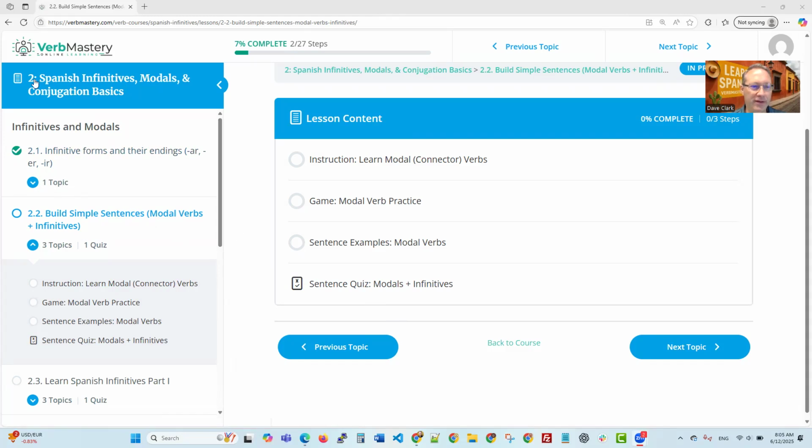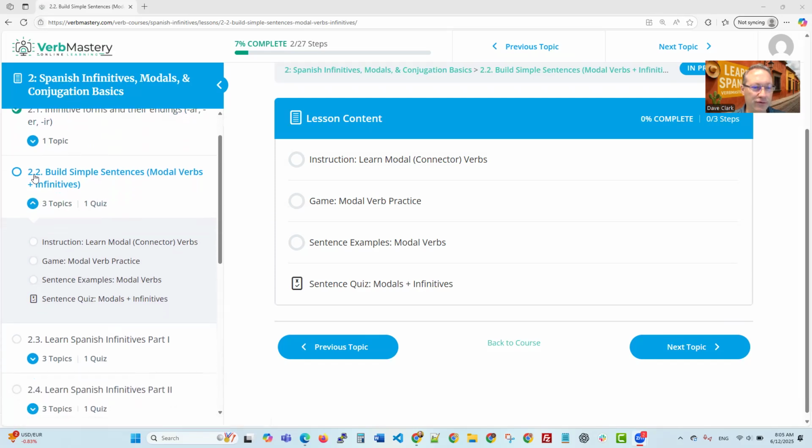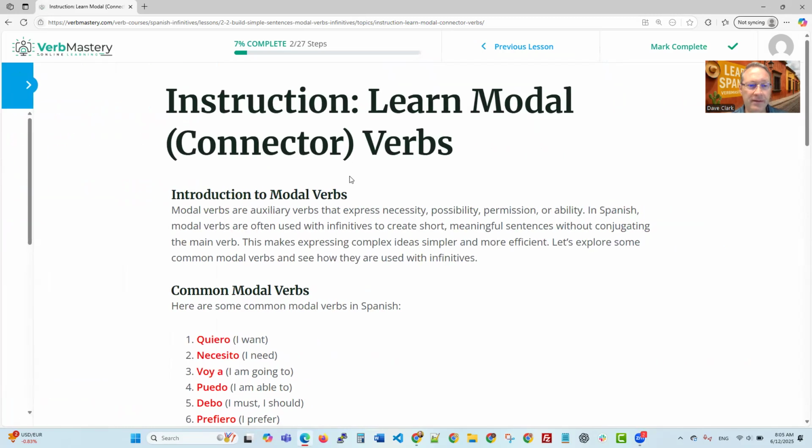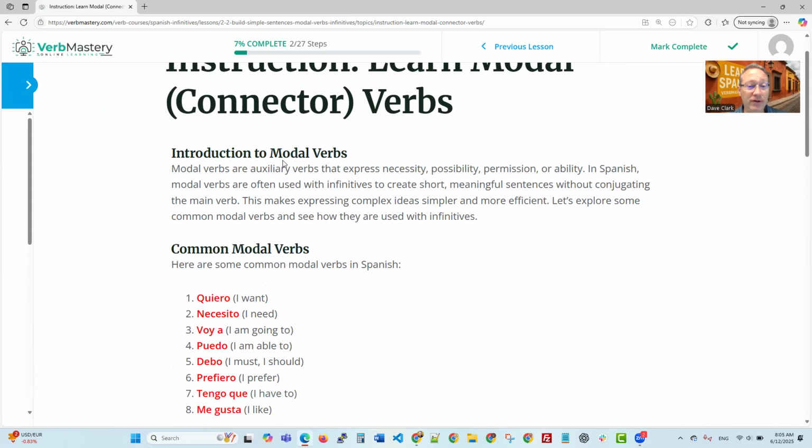Today we are in section 2, Spanish infinitives, modals, and conjugation basics. We're going to go to 2.2 here, where we're going to learn how to build simple sentences with modal verbs and infinitives. So first we're going to go right here into instruction, where we'll learn modal or connector verbs. Go ahead and close the navigation here. Okay, introduction to modal verbs.